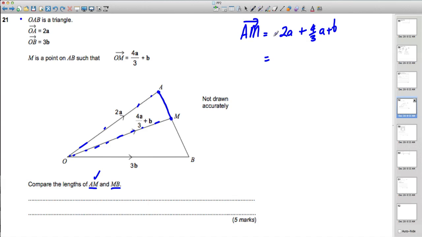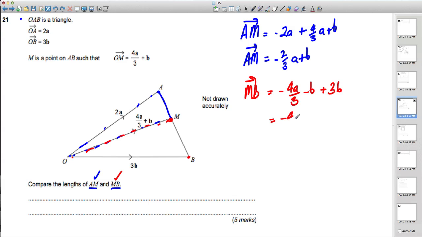Now combine that, negative 2A plus 4/3 A, or negative 2 plus 4/3 is negative 2/3 A, so this is negative 2/3 A plus B, right? So A to M is that. Let's change to a different colour pen. Now we're going from M to B. How do you get from M to B? So you go down here, so from M to B, you go negative 4A over 3, negative B, and then you go plus 3B, right? And combine that, negative 4/3 A plus 2B.